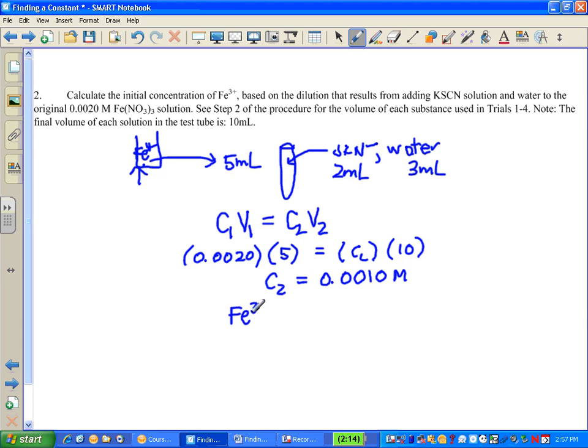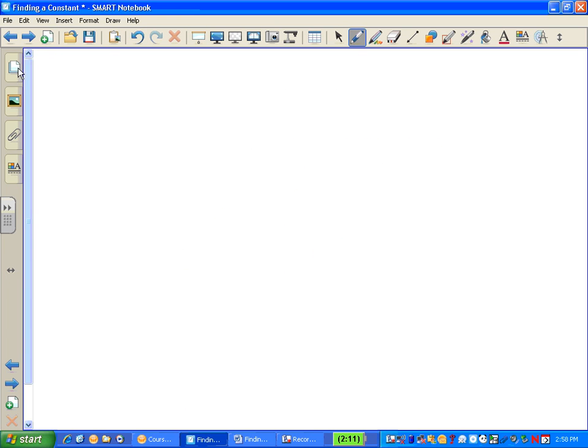What you'll need to do is create a little chart of the concentrations for trial 1, 2, 3, and 4, and what you can do is determine the concentrations of iron in each of those solutions and fill in this chart. What we're going to end up doing is adding also the thiocyanate. So take a few minutes and do those calculations or determine those values.